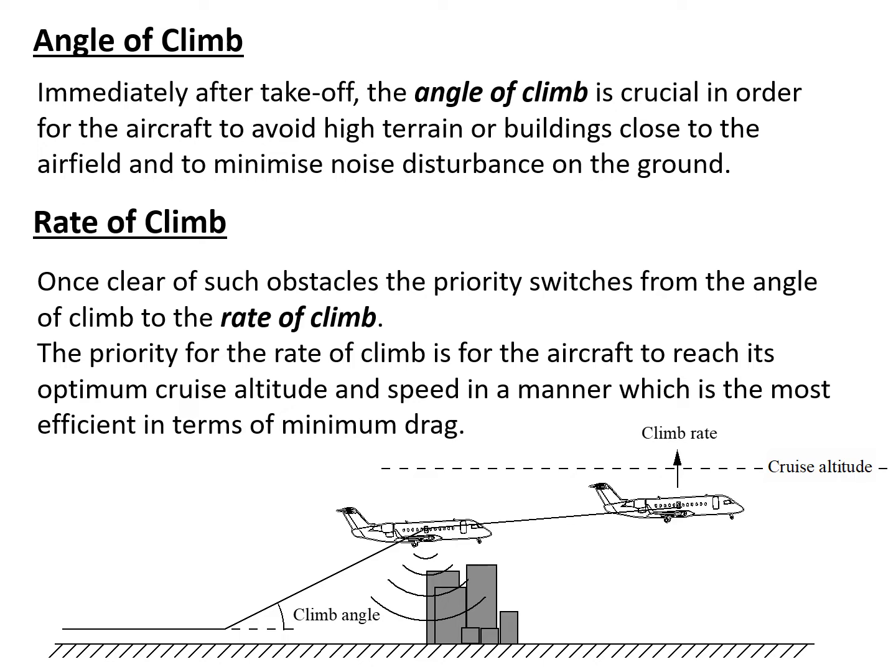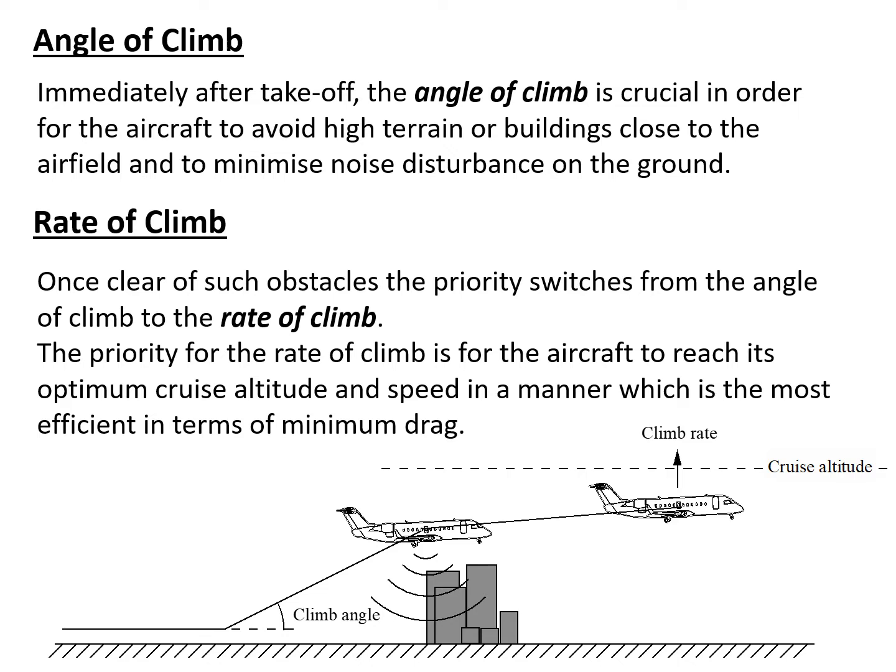Immediately after takeoff, the angle of climb is crucial in order for the aircraft to avoid high terrain or buildings close to the airfield, and to minimize noise disturbance on the ground. So there are two considerations. One is to avoid the tall buildings or the hills. The second is more of an environmental consideration, that's noise. And that's when the aircraft is immediately after takeoff.